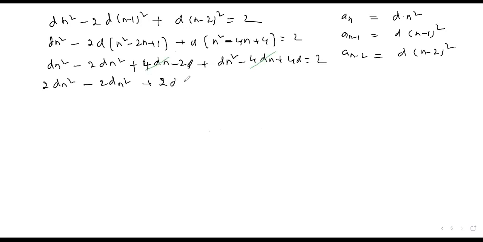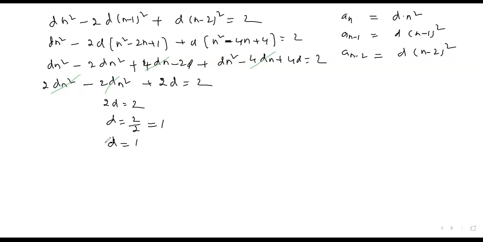Plus 2d equals to 2. Okay, here also we can cancel these two terms. Then finally you will get 2d equals to 2. Is it right? Yes or no? Finally d equals to 1. Are you okay? Yes.